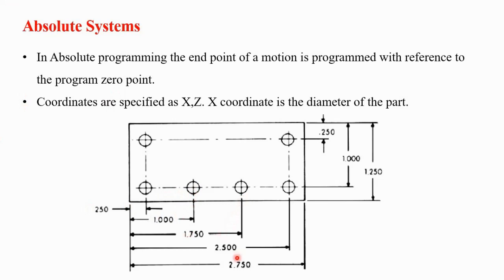Similarly, here it is represented as 1.75 and 0.25. For this point it is represented as 2.5 and 1. So in this way, in the absolute system, these coordinates are shown from the reference to the program 0 point. In the absolute system, the coordinates are specified by X and Z. X coordinate is the diameter of the part, and the Z coordinate is the length of the part.